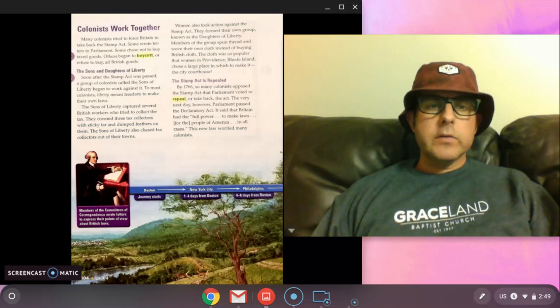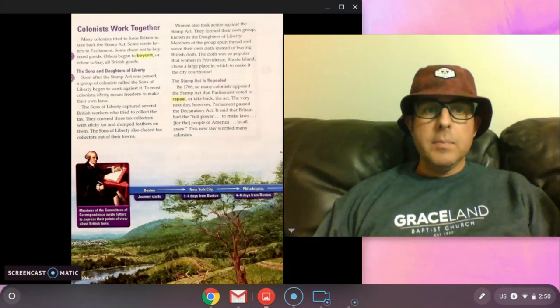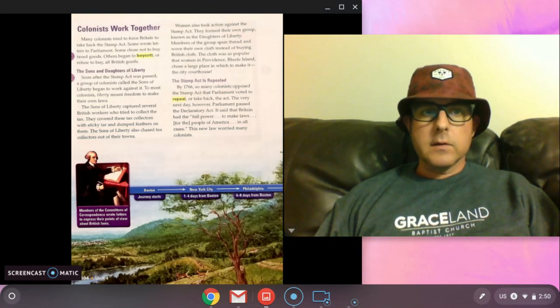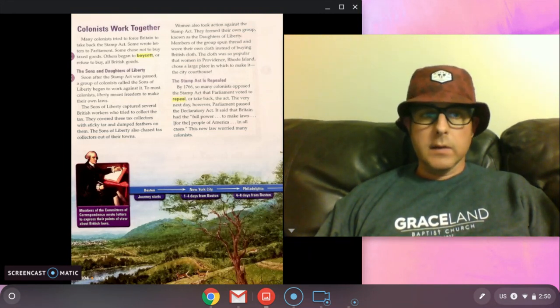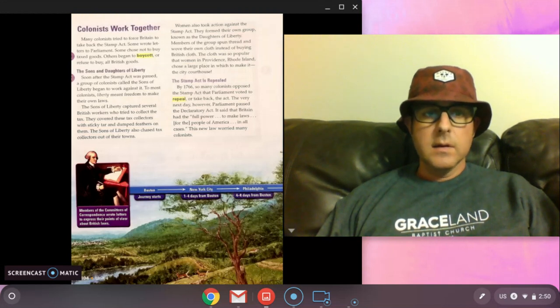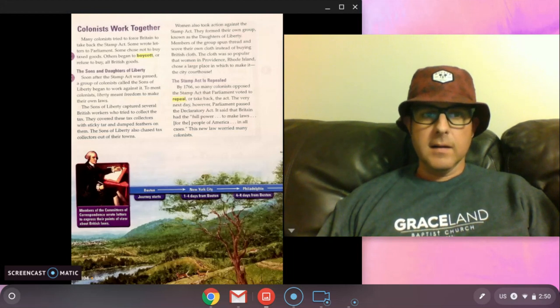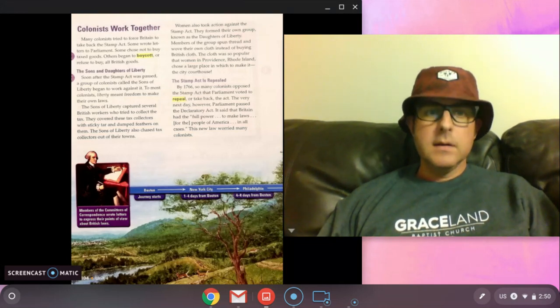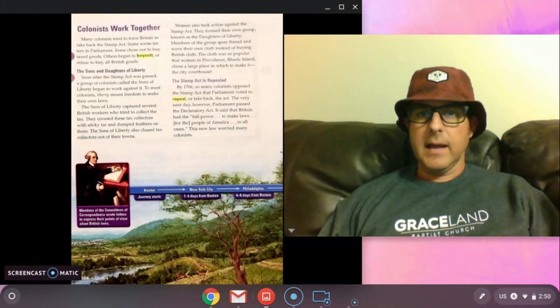The Sons and Daughters of Liberty. Soon after the Stamp Act was passed, a group of colonists called the Sons and Daughters of Liberty began to work against it. To most colonists, liberty meant freedom to make their own laws. The Sons of Liberty captured several British workers who tried to collect the tax. They covered these tax collectors with sticky tar and then dumped feathers on them. The Sons of Liberty also chased tax collectors out of their towns.